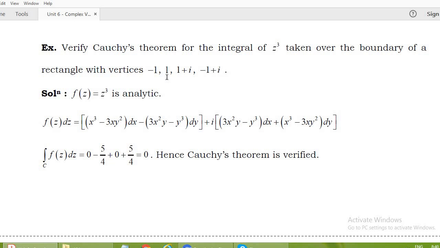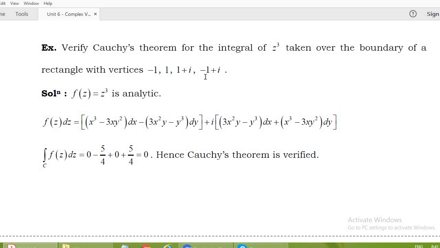In the second part, we go from 1 to 1 plus i. So in this, x is equal to 1, dx will be equal to 0, and limit of y will be from 0 to 1, and that is coming as -5 by 4. In the third part, from 1 plus i to -1 plus i. Here y is equal to 1, dy equal to 0, and x is changing from -1 to +1. We are getting answer as 0.